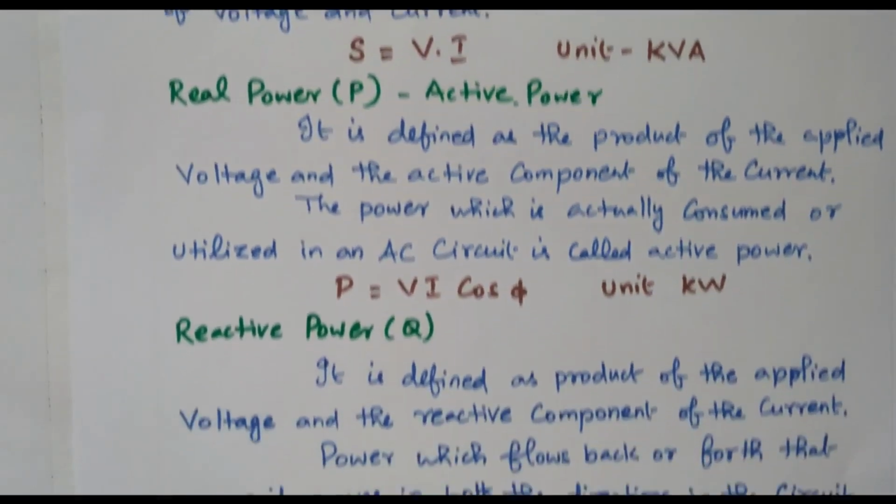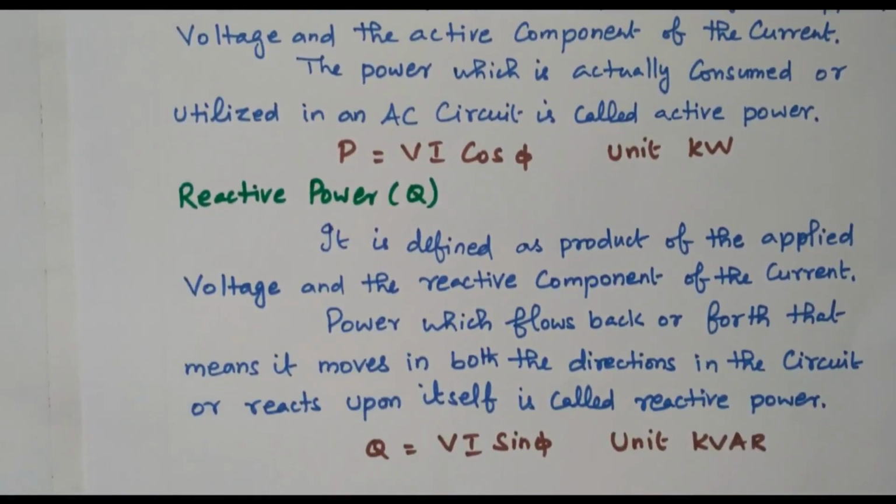Then what about the reactive power? It is defined as the product of applied voltage and the reactive component of the current. What is the reactive component? Power which flows back and forth, that means it moves in the circuit and reacts upon itself. Some power is required to activate the circuit, and that is called reactive power. The power actually consumed is active power. The power required to activate the circuit is called reactive power.